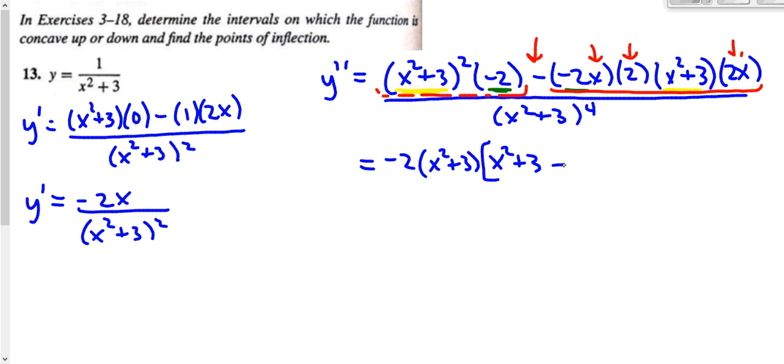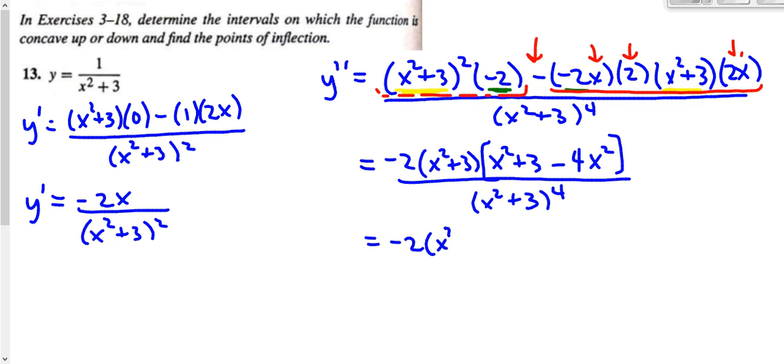minus 4x squared. Doesn't quite seem right. Is that right? Hopefully. Yeah, okay. And that is over x squared plus 3 quantity to the fourth. Okay, so we can simplify the part in the brackets. And that would be 3 minus 3x squared.